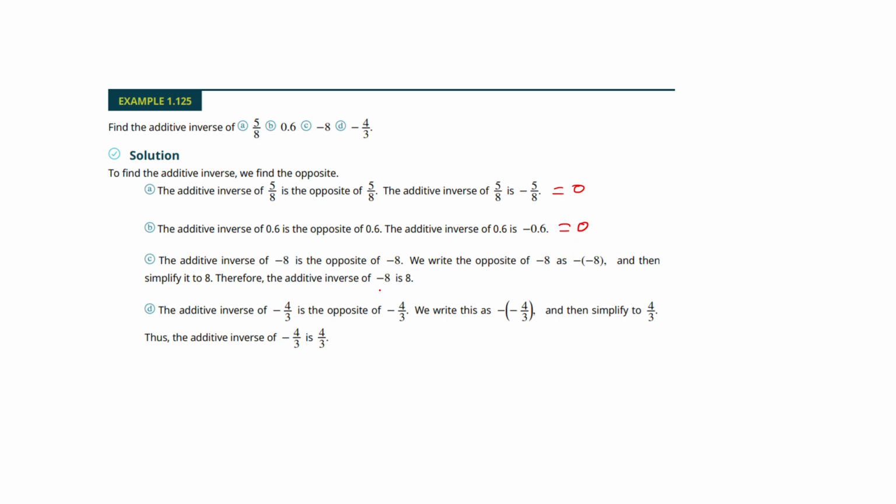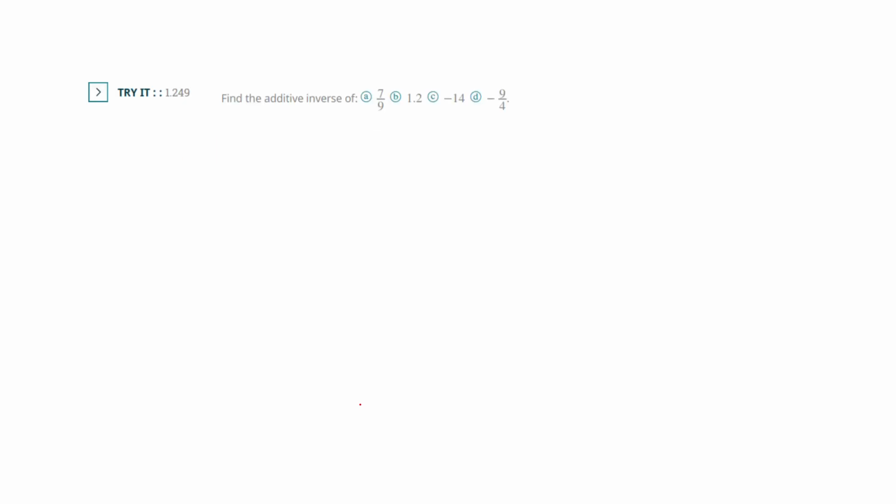Negative 8 and 8 are additive inverses. Negative 4/3 and 4/3. So just the opposite. That's all you've got to do. All it is, is the opposites of all of these, because if you added it to its opposite, you'd get 0.